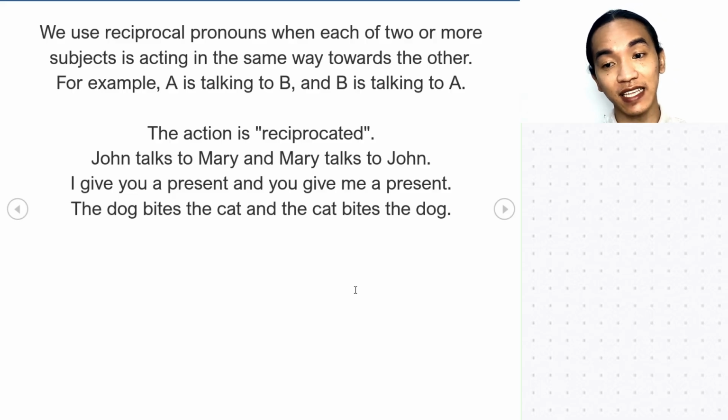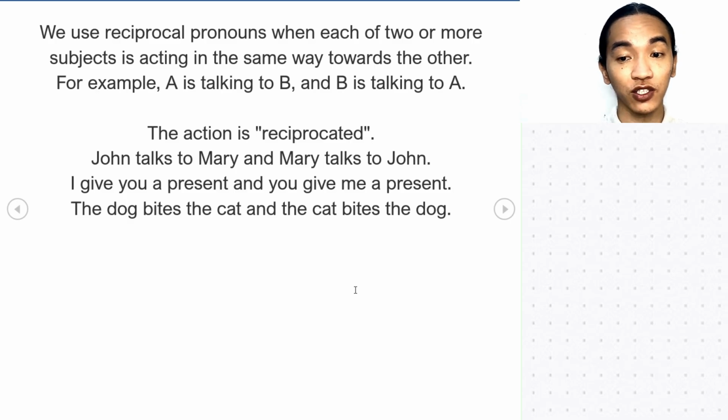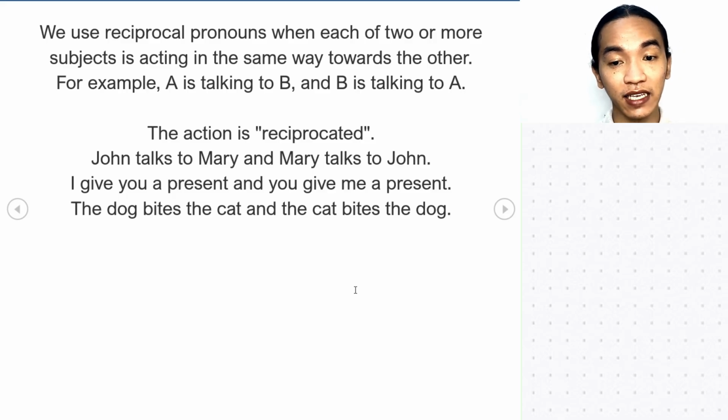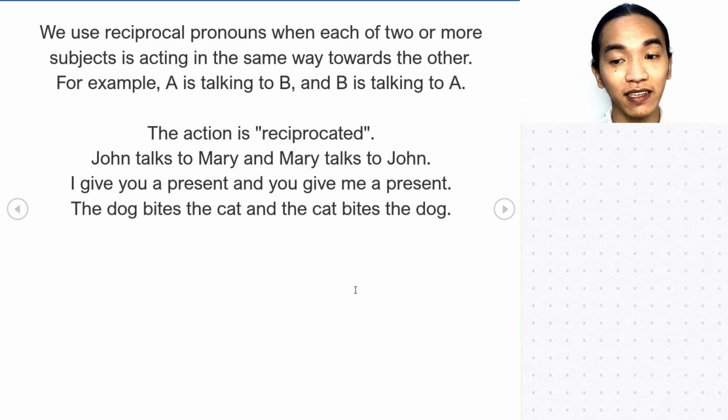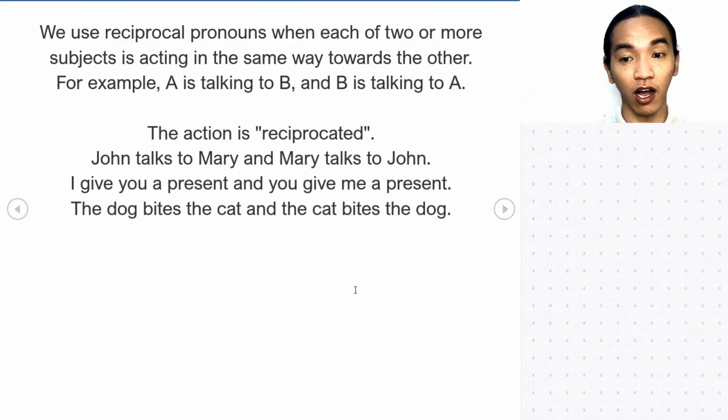Now, let's see the examples that we have here. So John talks to Mary and Mary talks to John. So, next one, I give you a present and you give me a present. Okay? Now, next example, the dog bites the cat and the cat bites the dog. So in this case, all right, the actions are being done towards the other the same way. Okay? So I want you to understand the idea of reciprocation in this case. Okay? The action is reciprocated.